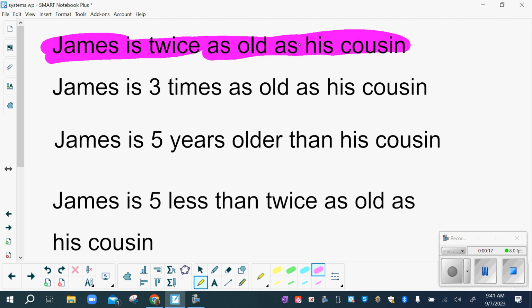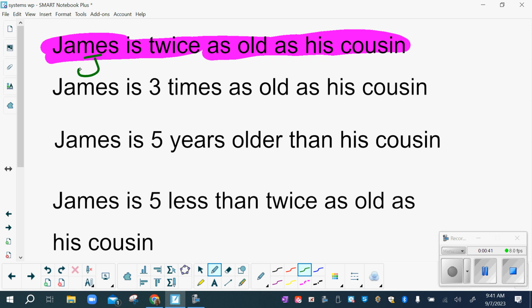And here's how my brain works. I do this wrong. I think, oh, James is twice as old as his cousin. So I'm like, oh, that's 2J, right? But that's actually not the right way to do it. Here's what I want you to do. The first thing is I want you to give everyone a variable that makes sense.